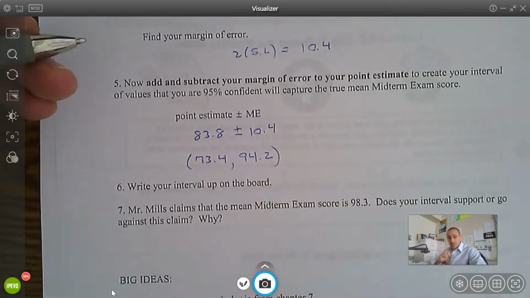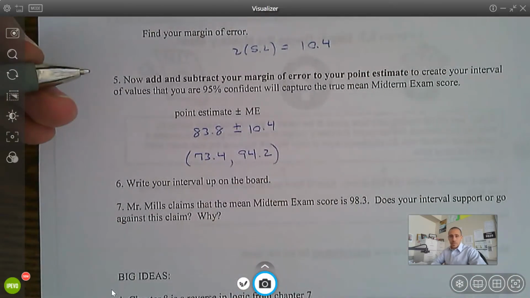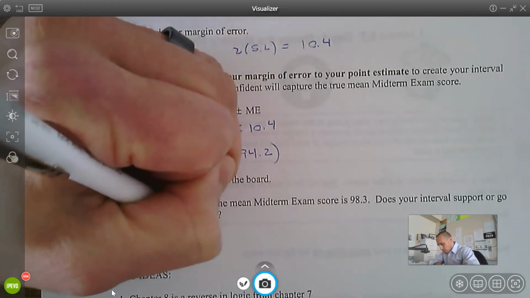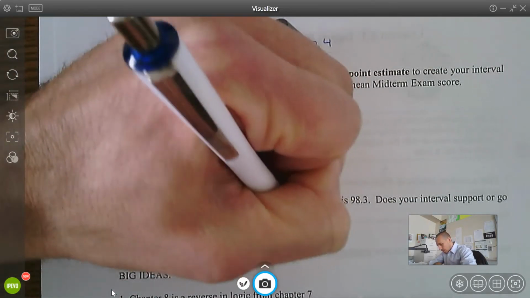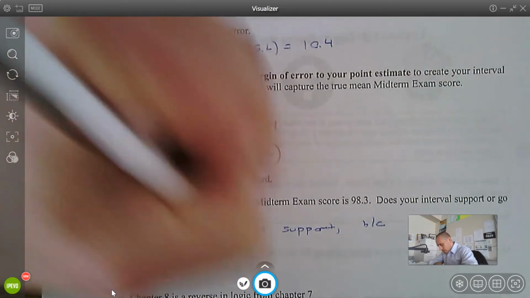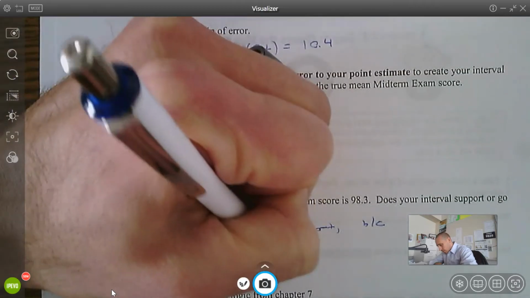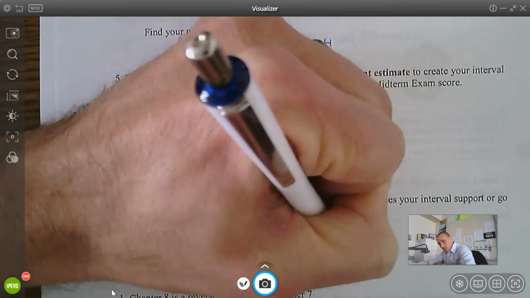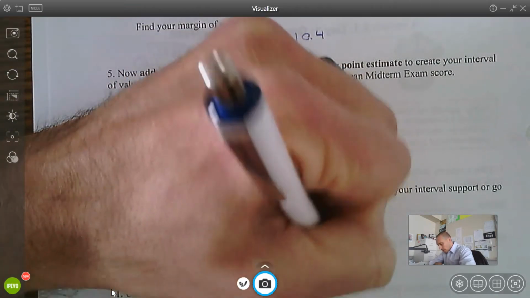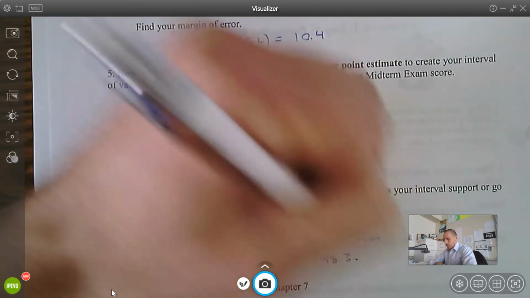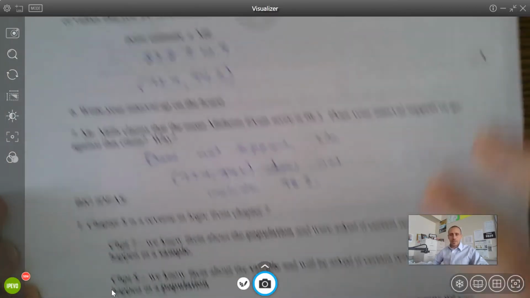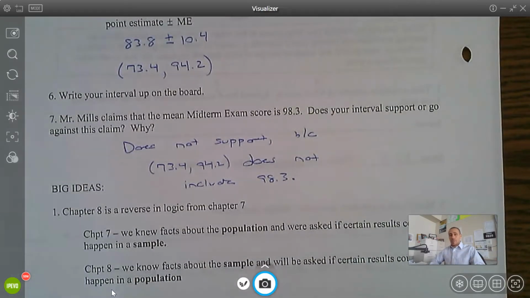Okay, for me, it's literally, does 98.3 fall in this interval, yes or no? It does not. So my interval does not support it, and if anything, it goes against this claim because 73.4 to 94.2 does not include 98.3. I don't care if 98.3 is just in it barely or right in the middle. It's either in there or it's not. It's that black or white. That's how you need to think about it.